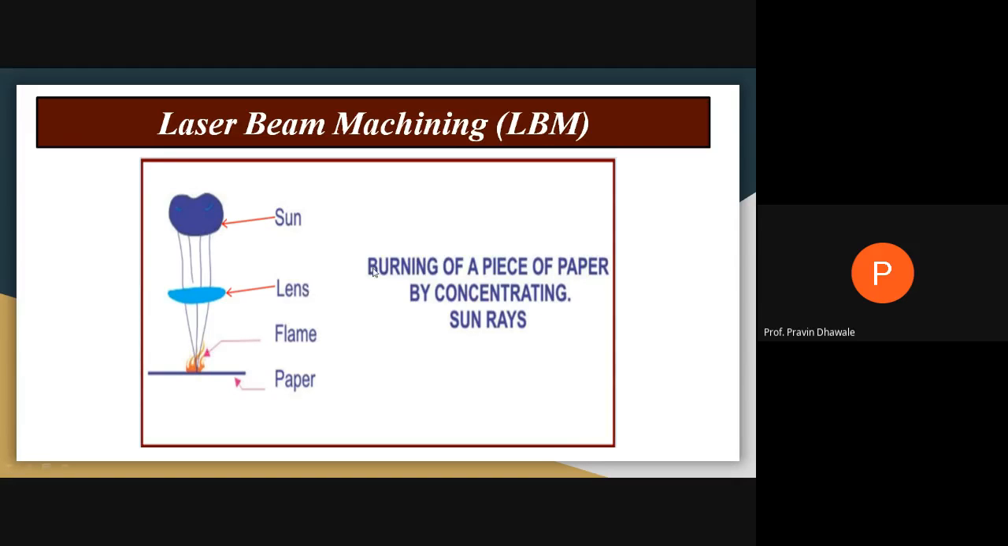See here how it will be carried out. In childhood, we may have done one activity where we take a lens and keep it in sunshine. The sun rays pass through this lens and get concentrated. When those concentrated rays are put on a paper, a flame is generated. The same principle is used in laser beam machining.